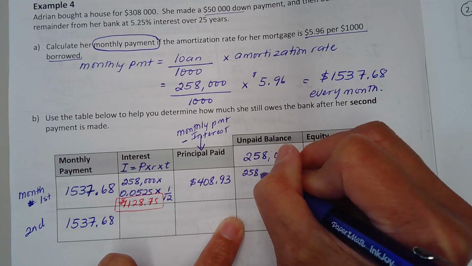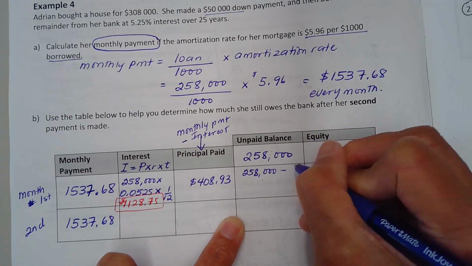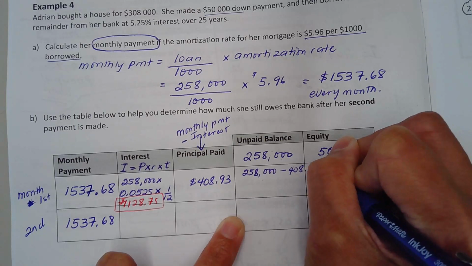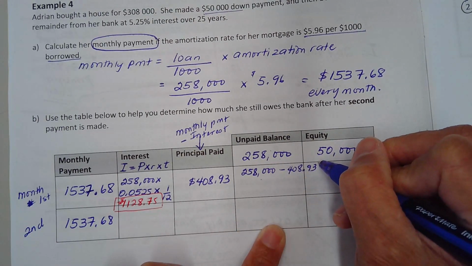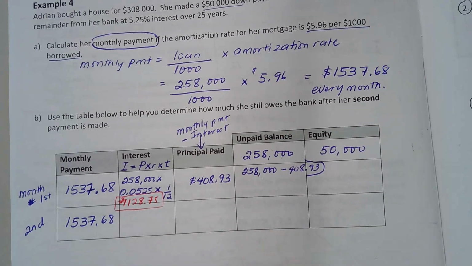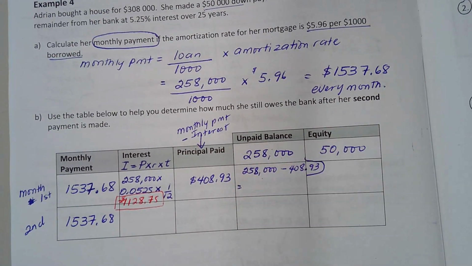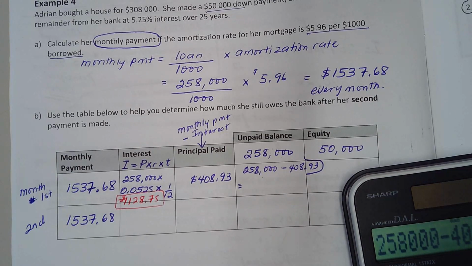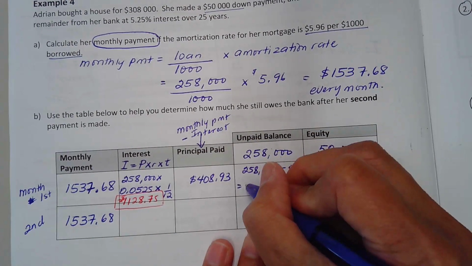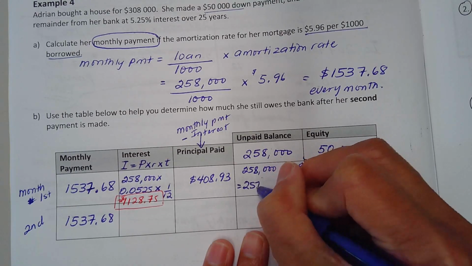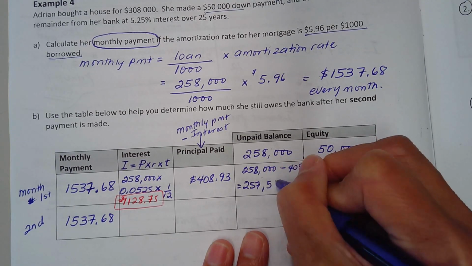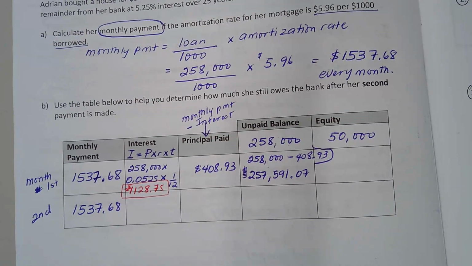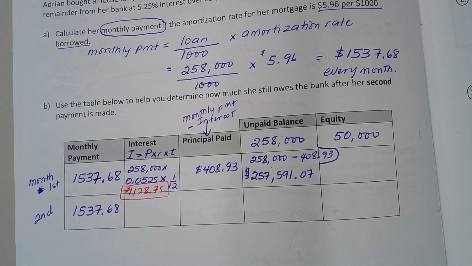So $258,000 minus $408.93. So it's going to be $257,591.07. So $257,000, $591.07.